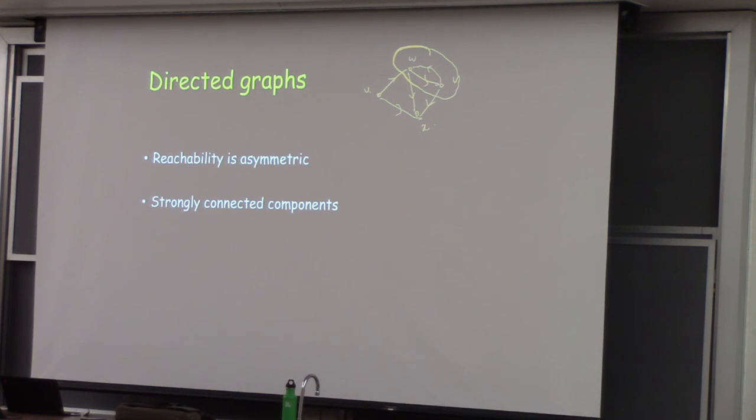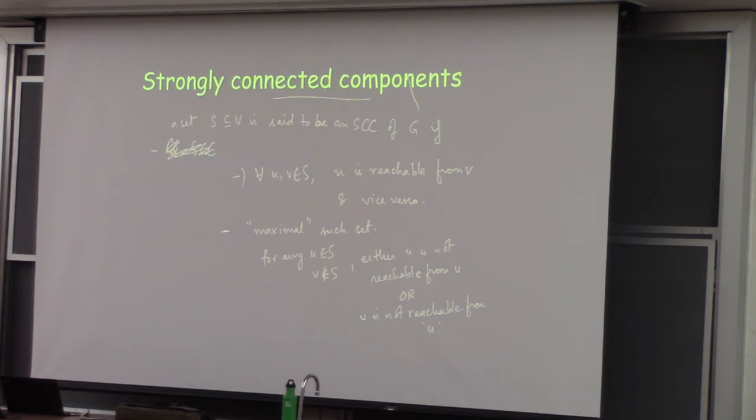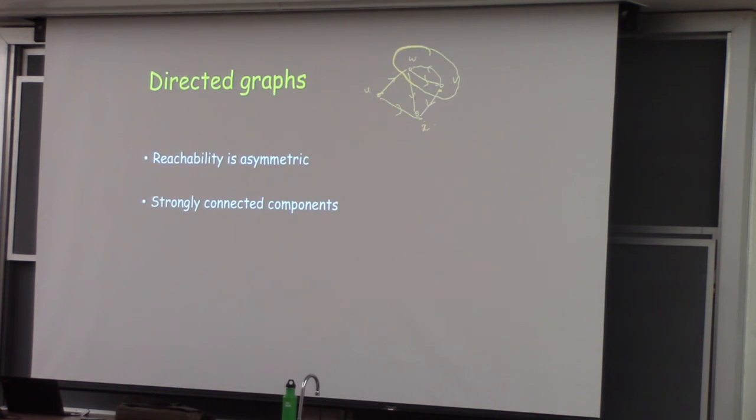No. X you can't add because from V you can reach X, but there's no way of reaching the other way around. And you can't add U either, so that's also a problem. So in this case, the strongly connected components just turn out to be these vertices separately. U is in a strongly connected component by itself, and V is in a strongly connected component by itself.